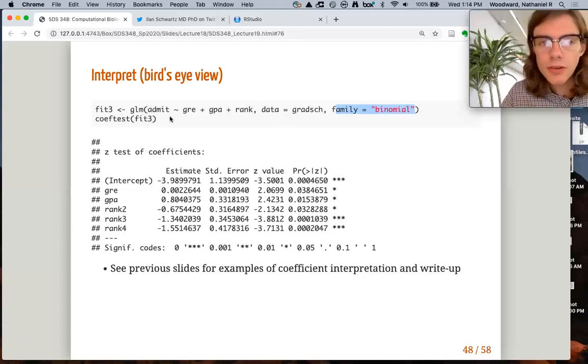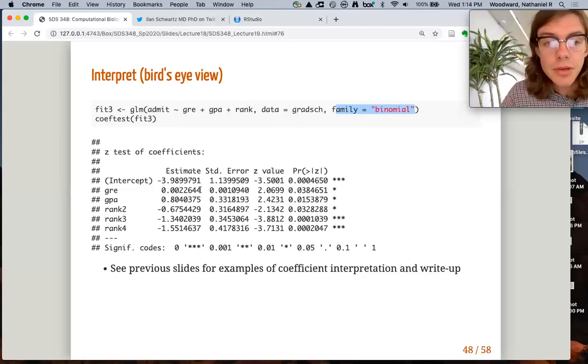Cool. And then you can do coeftest or summary, it doesn't matter. And it'll spit out the estimates and then the p-values, right? So you can see that, yeah, everything's significant. So GRE impacts admissions, GPA impacts admissions, and those are both positive, right? So they both have a positive effect on admissions.